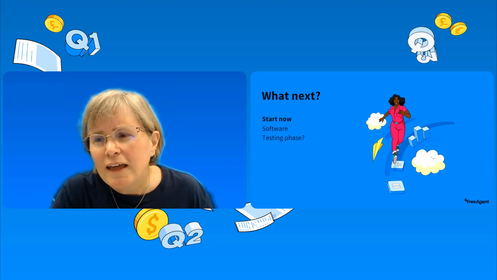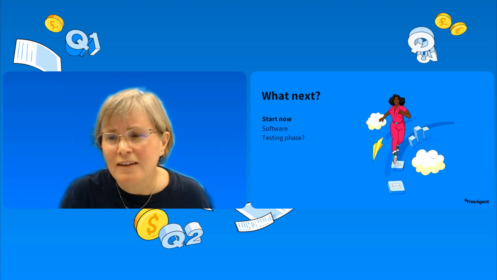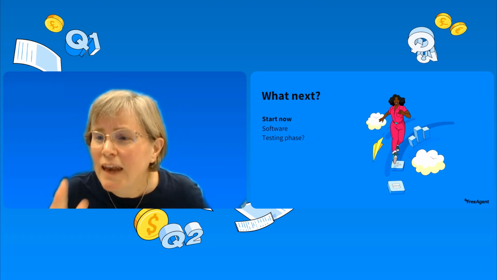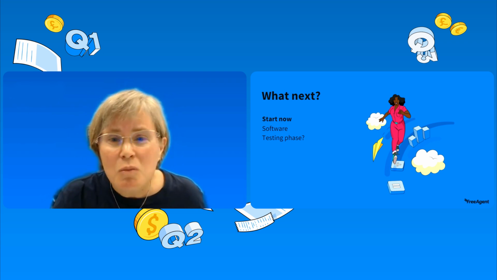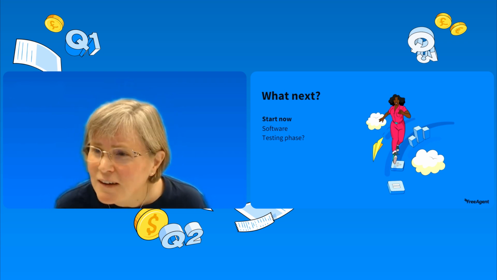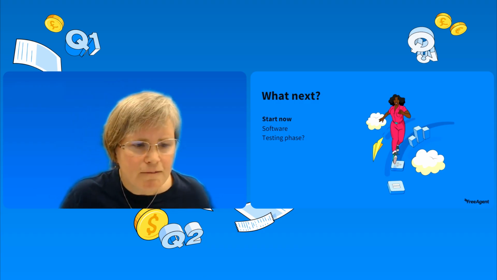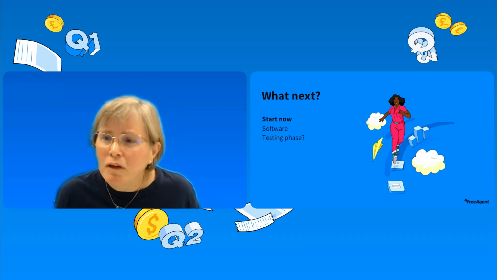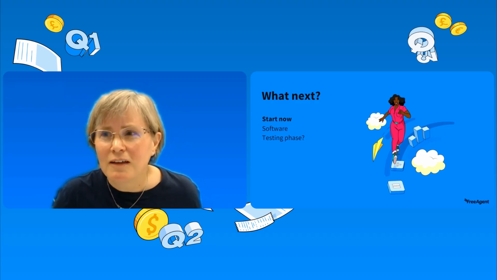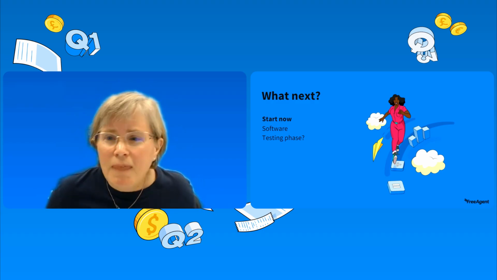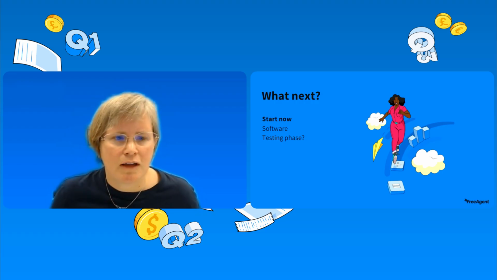HMRC are running a testing phase, so they're letting people sign up for Making Tax Digital now, ahead of the game, and start filing quarterly updates. You might want to consider joining the testing phase. We're going to be sending a follow-up email with information about what you can do next, and that will include information about who's eligible to sign up for the testing phase. That might well be something to think about trying.